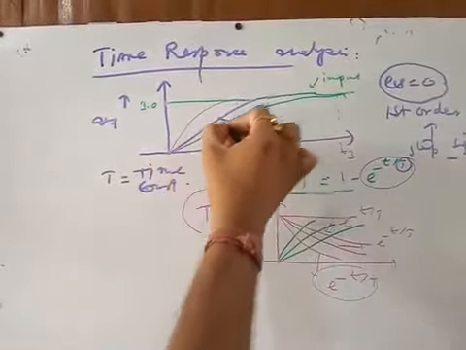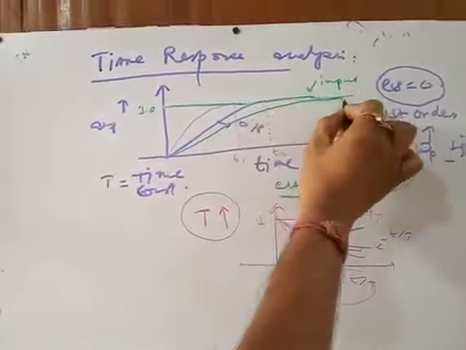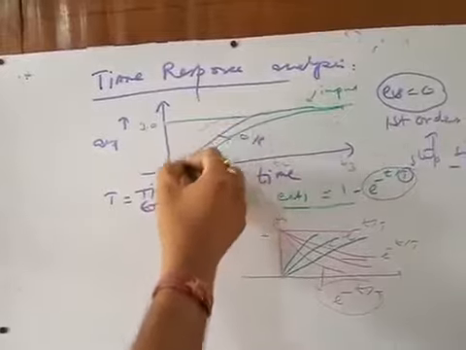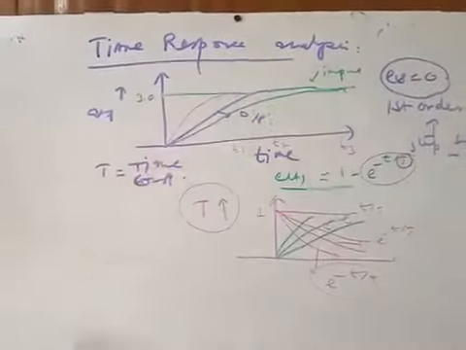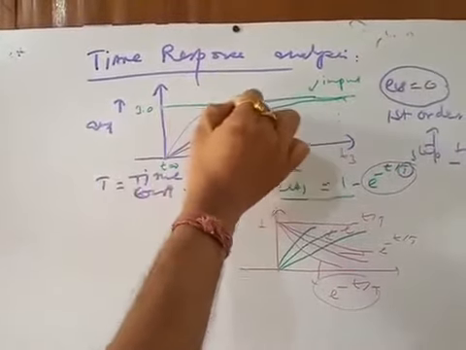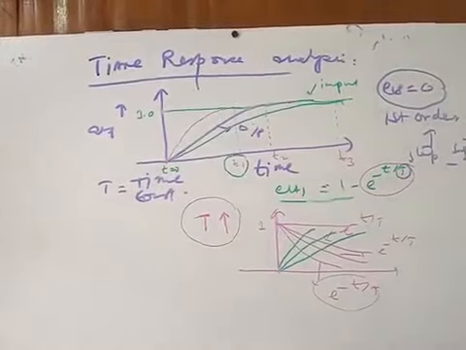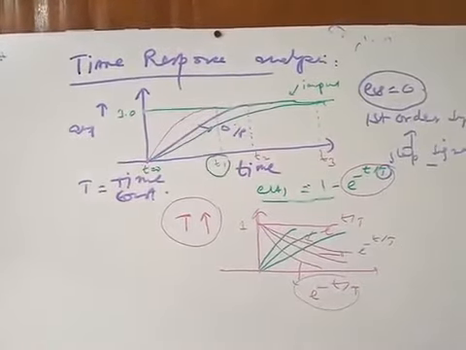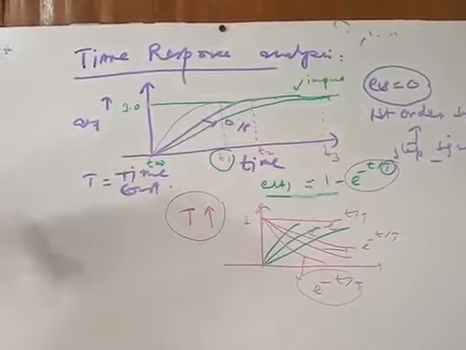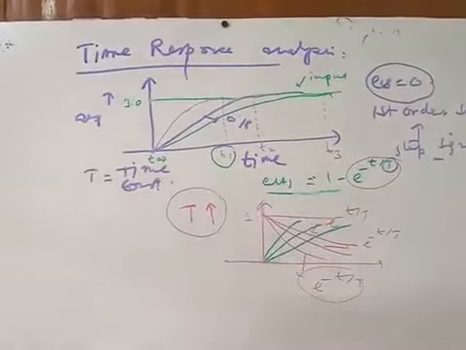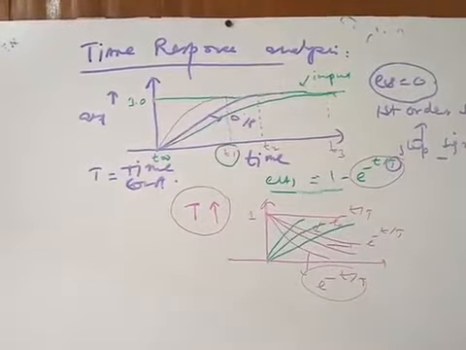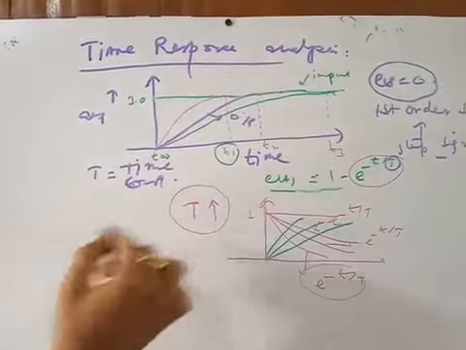Sluggish in nature means it will take much time to reach the desired value, and if the response is faster, that means the output curve is looking like this. That means in a faster time, that is a smaller time of t1 or T, you get the desired output. So this is the variation of the time constant, and depending upon the time constant you will get different types of output signals. That means how fast the output curve is actually tracking the input. That is the physical significance of this time constant.